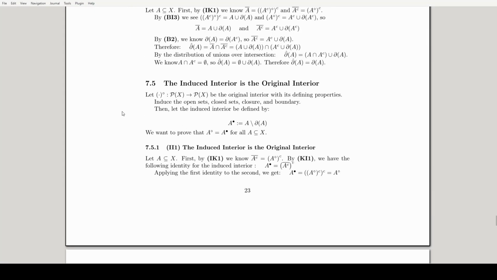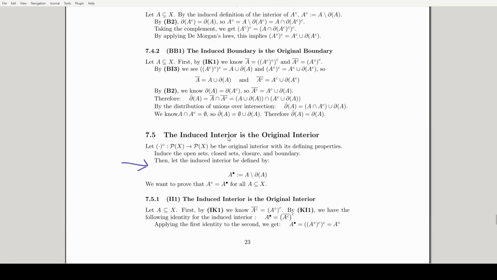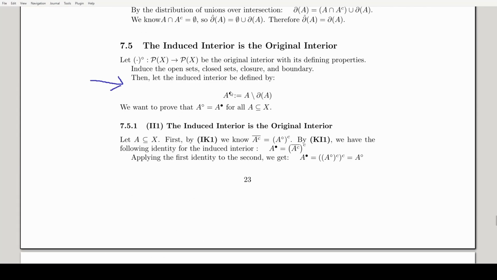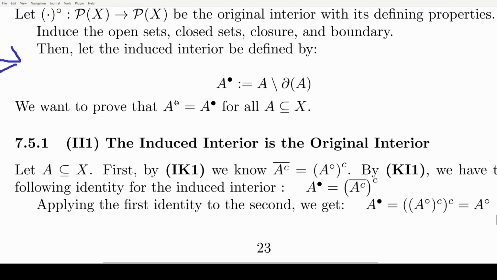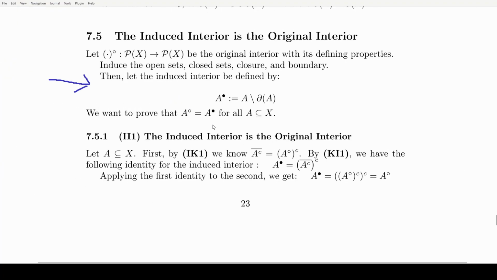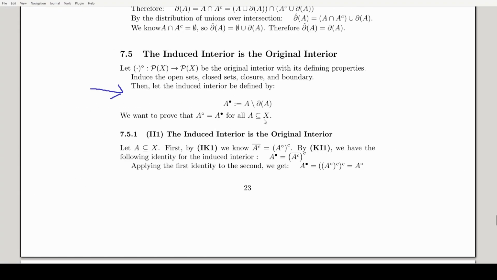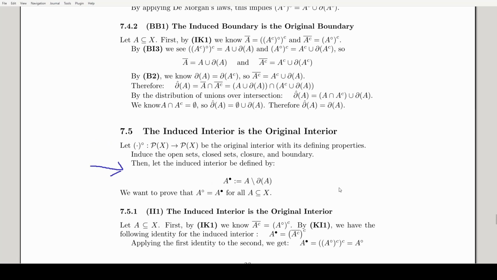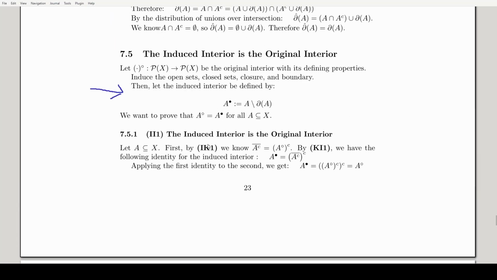And then for the induced interior is the original interior. Instead of just putting a hat over it like I have been doing, I filled it in because this little dot thing with a hat over it is pretty hard to see. So I just filled in the circle for the induced interior. And we don't even require any lemmas. This is pretty direct. We use the lemmas we previously proved. We have IK1 to go from interior to closure, and then we have KI1 to go from closure to interior. We just do that.